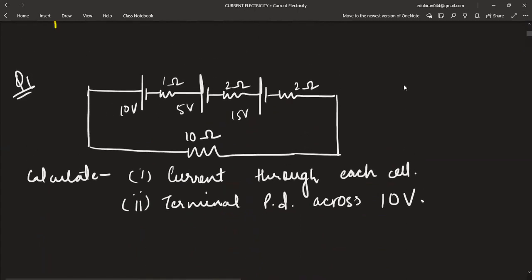Now see, this is the question. The three cells are connected. We have to find out the current through each cell and the terminal potential difference across the 10 volt. So, terminal potential difference across 10 volt and current through each. Look how we will calculate.